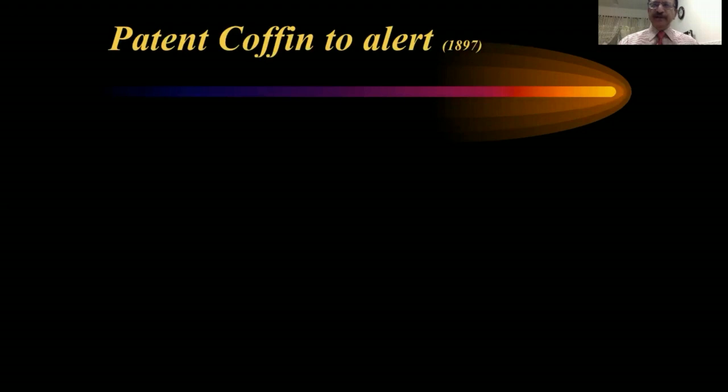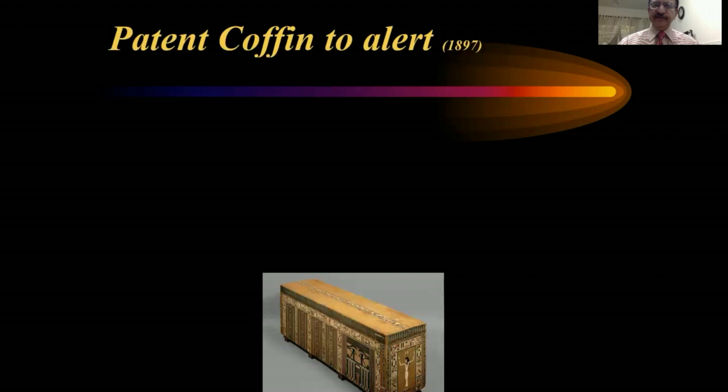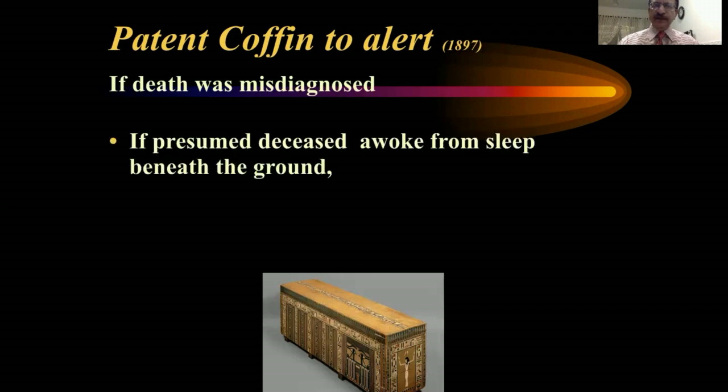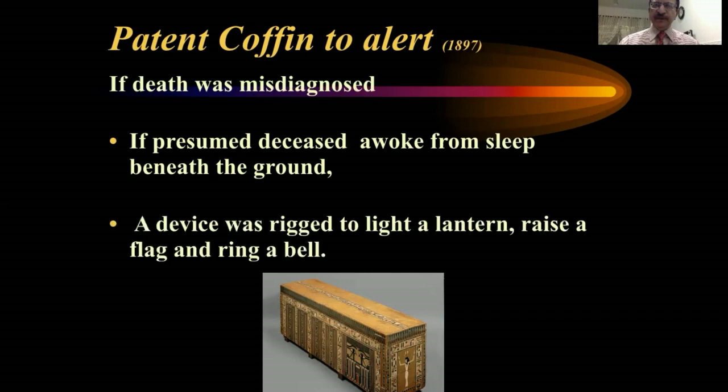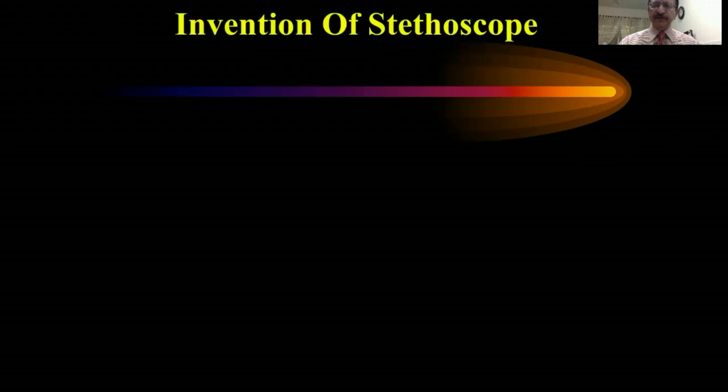Then patent coffins came. These coffins raised an alert. In 1897, they designed a coffin such that if a person was buried alive, death having been misdiagnosed, and awoke from the sleep beneath the ground, a device was rigged to light a lantern, raise a flag, and ring a bell, so everyone would become aware. So this is a brief history.